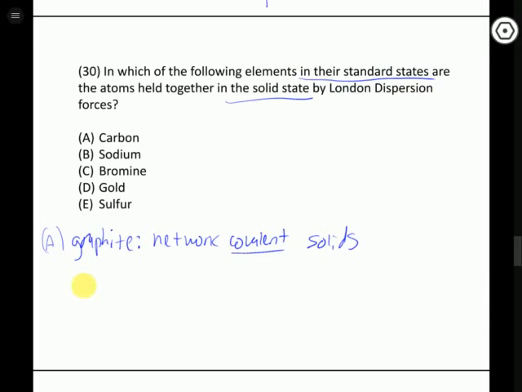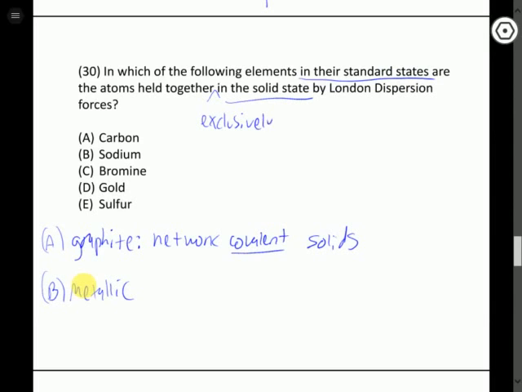If we look at choice B, sodium is a metallic element, so the atoms are going to be held together by a metallic bond, so we don't have London dispersion forces as the most important force. This is probably a poorly worded question. It should have been held together exclusively by London dispersion forces. So all of them will have London dispersion forces between the atoms, but we're talking about the one where London dispersion forces is the only force. I should have been more clear about that. This is not copied from the exam, so you won't have a confusing one like this on the exam, don't worry.